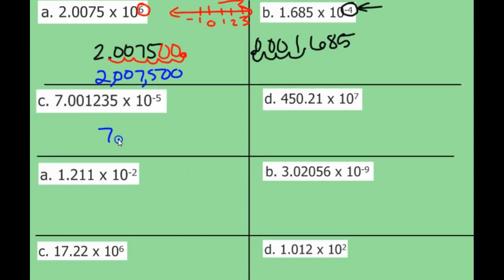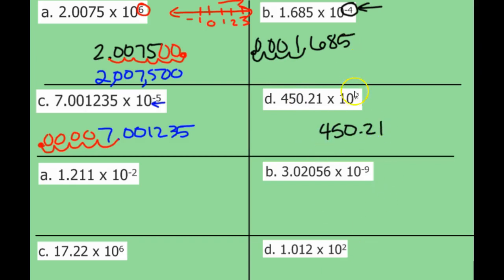Alright, next we have 7.001235. We're moving 5 spots to the left because it's a negative number, making it smaller. We're dividing by 10, 1, 2, 3, 4, 5 times. So some people think that the exponent means that's how many times, or how many zeros there are. That's not the case, because here it says negative 5 and there's only 4 zeros. So it's how many spots you're moving the decimal.